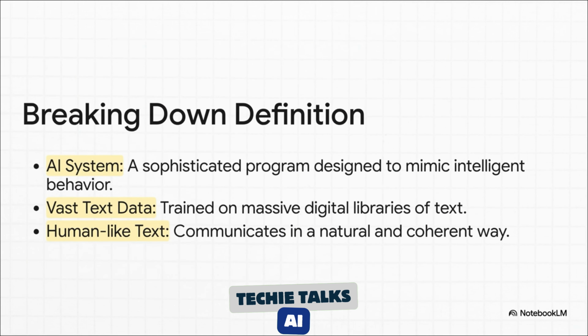All right, so first up, AI system. That's pretty straightforward. It's just a really sophisticated program that's designed to mimic intelligent behavior. But this next part, vast text data, whoa, that is a serious understatement. I mean, we are talking about a library of books, articles, websites, so huge it's almost impossible to wrap your head around. And the whole point of all that massive effort is to achieve human-like text, to talk to us in a way that feels completely natural and coherent.